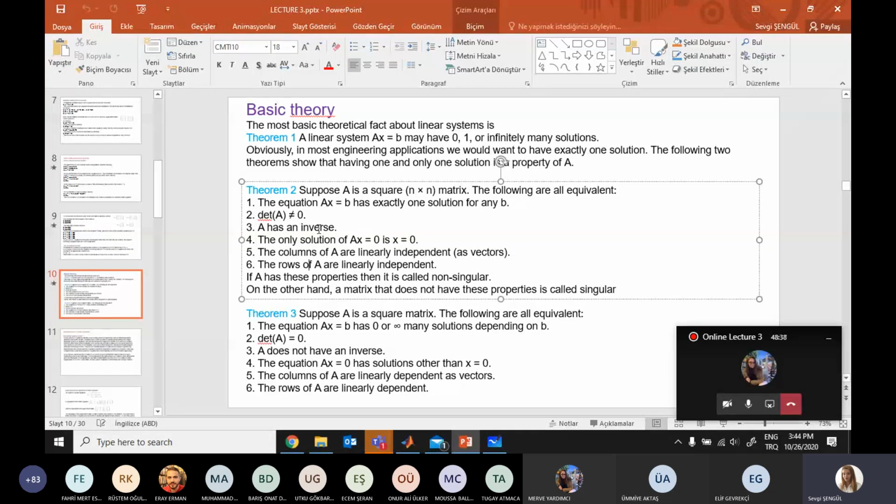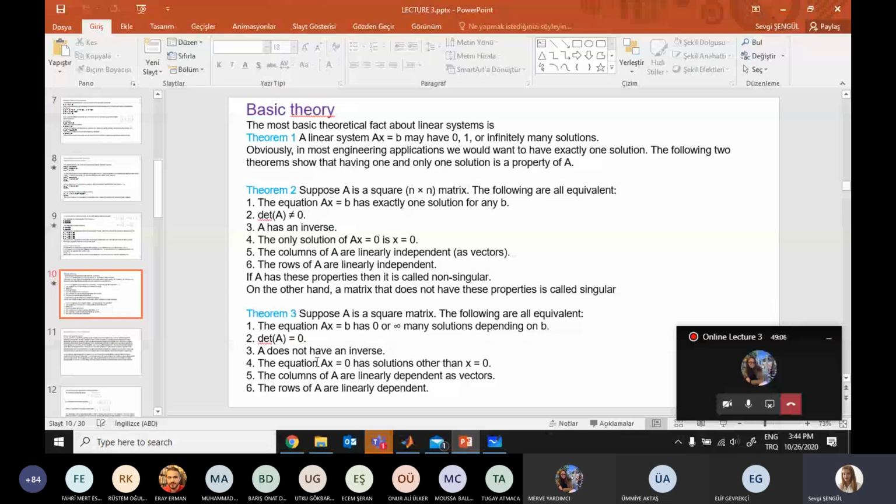The columns of A are linearly independent. The rows of A are linearly independent. This is what we talked about in linear algebra. I'm just reminding you here. If the equation has 0 or infinitely many solutions, then determinant is 0. A does not have an inverse. So once you have the data, and if you have this kind of system you should solve, make sure that you check either the determinant or if A has an inverse, and they will all go to the same end. Okay.